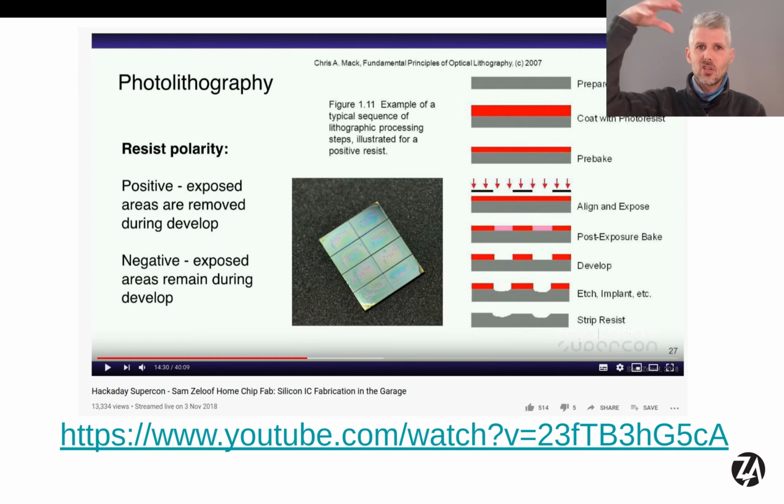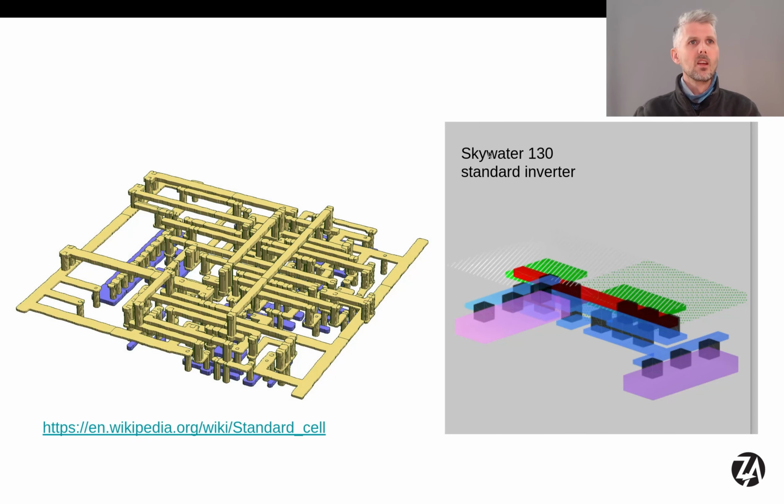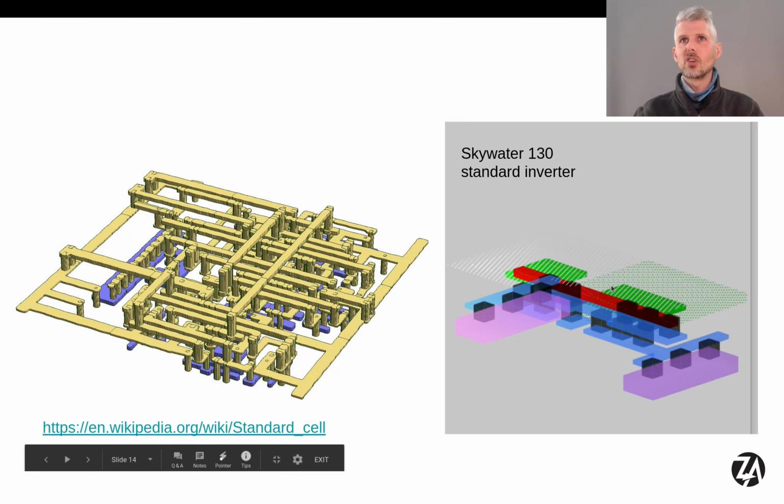So we could etch through it to cut stuff away. We can grow layers of oxide or polysilicon or deposit metal on there. And by doing these in a sequence of processes, we can build up a three-dimensional structure that actually forms the working parts of the chip. This is something that I didn't really realize until I got more into this, is how three-dimensional these structures are. And this is straight out of Wikipedia, and this is what the SkyWater 130 standard inverter looks like.